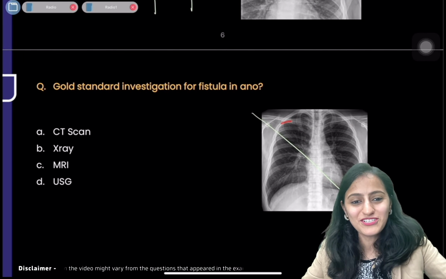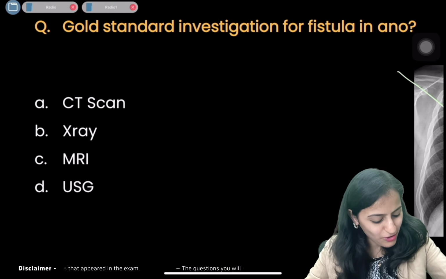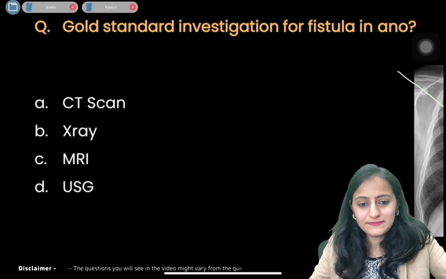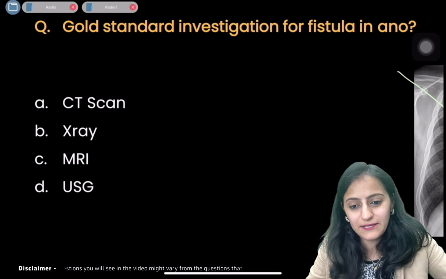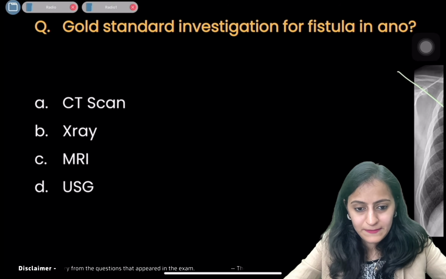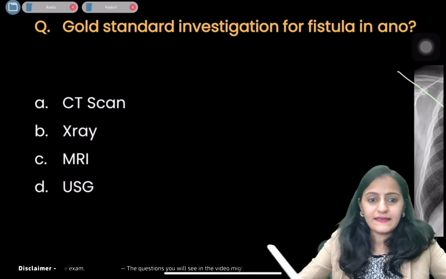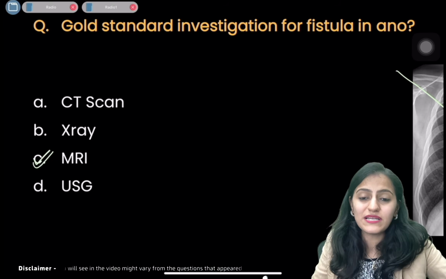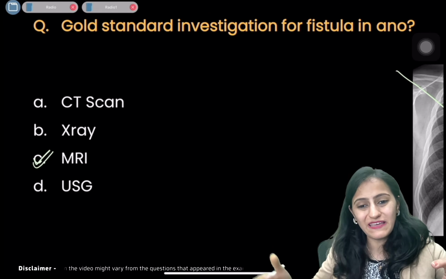Please ignore this image. And the question is, what is the gold standard investigation for fistula in ano? Yes, absolutely right. It is MRI. Okay, it is MRI that we do for fistula in ano, the perineal region.